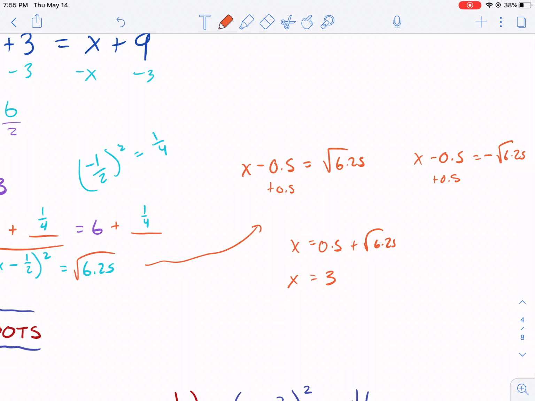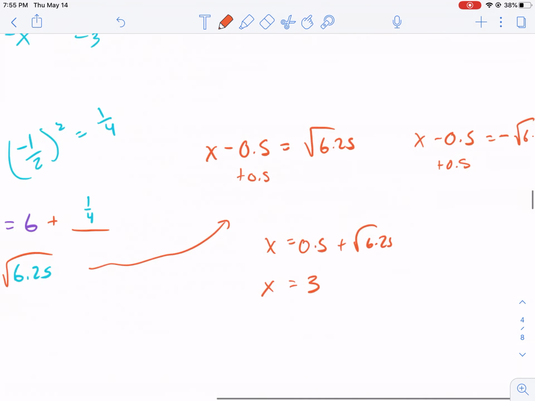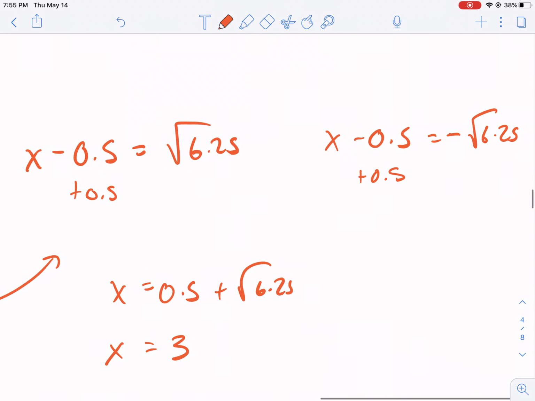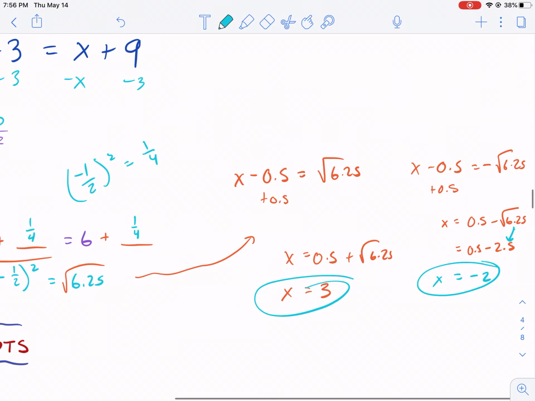Then for the second one, add 0.5 to both sides. I get x equals 0.5 minus the square root of 6.25. Again, I get 0.5 minus 2.5. That's what this square root equals, by the way, in case you didn't figure that out. That will give me negative 2. And so x equals negative 2 and x equals 3, and those are my answers.